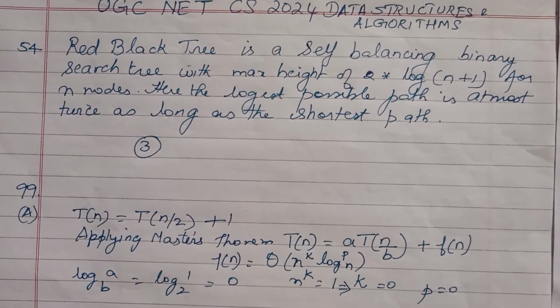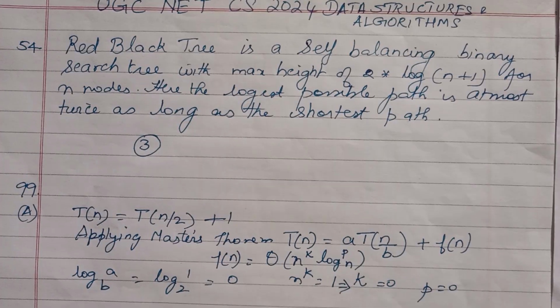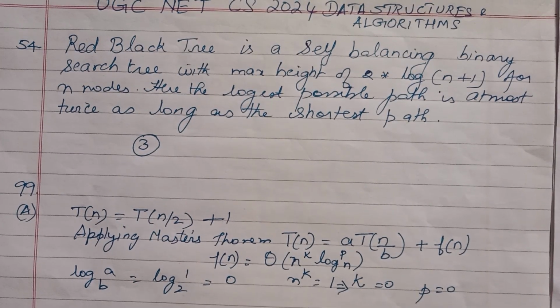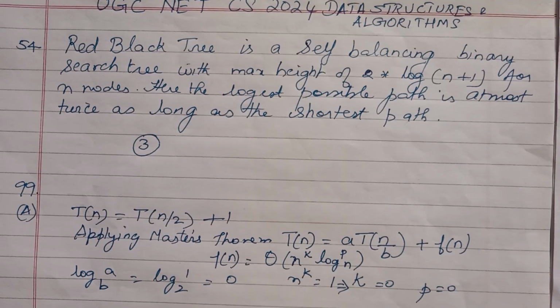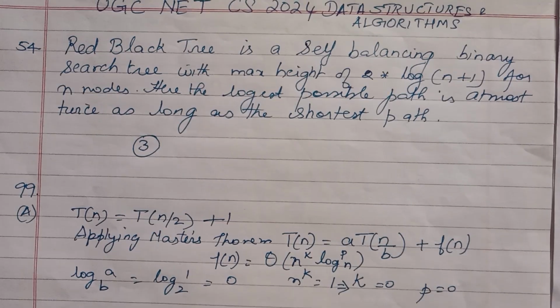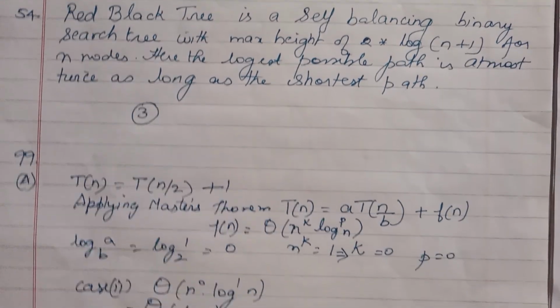So red black tree is a self-balancing binary search tree where the maximum height is 2 log n plus 1 for n nodes. Here the longest possible path is almost twice as long as the shortest path. So the correct option is option number 3.